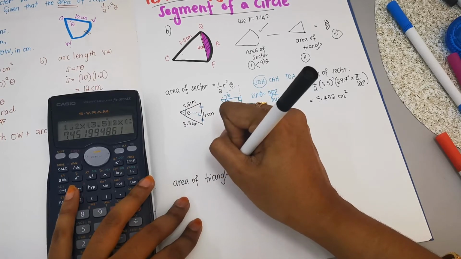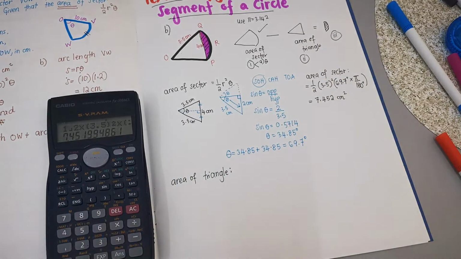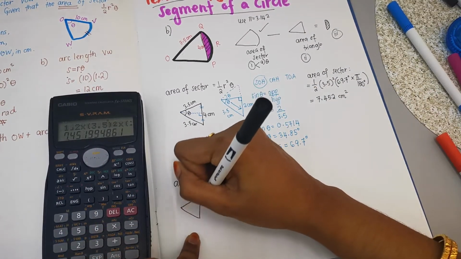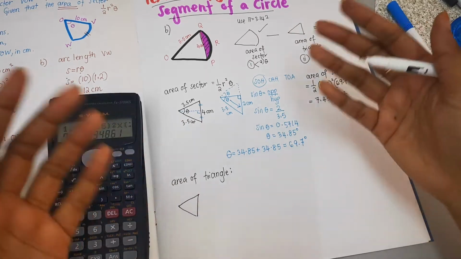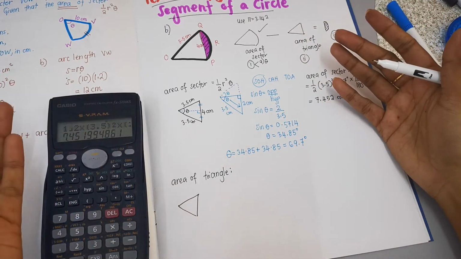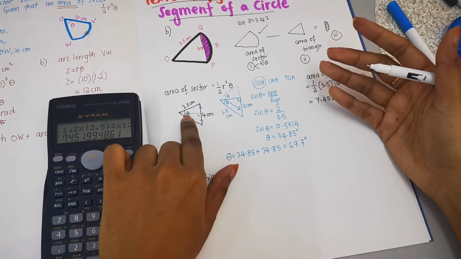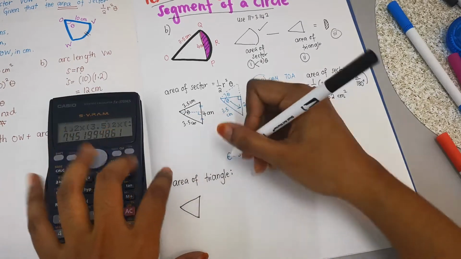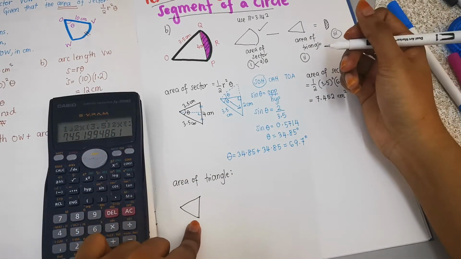Because this goes back to your Form 4. You need to refer back to your Form 4. Your triangle, okay, has 2 ways. One, you can use 1 over 2 times the base times the height. But then you need to find the height. Or you can use the area of triangle formula from Form 4.